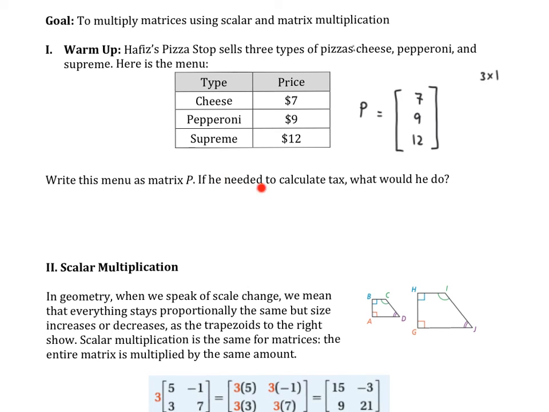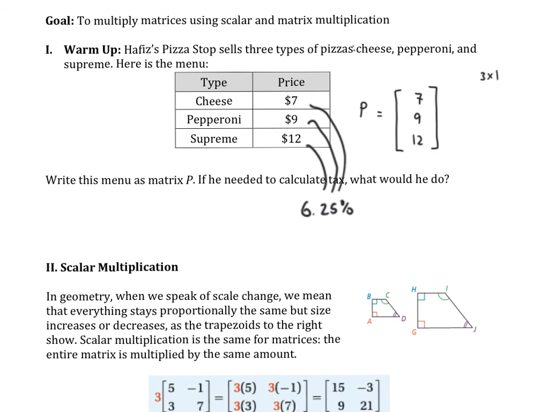Next, if he needed to calculate tax, what would he do? Tax for each one of these? Well, he would multiply each piece by the tax rate. And here in Massachusetts, the tax rate is 6.2%. So he would have to multiply that by each of these. We're not going to do that work now. We'll do that later. So there we go.